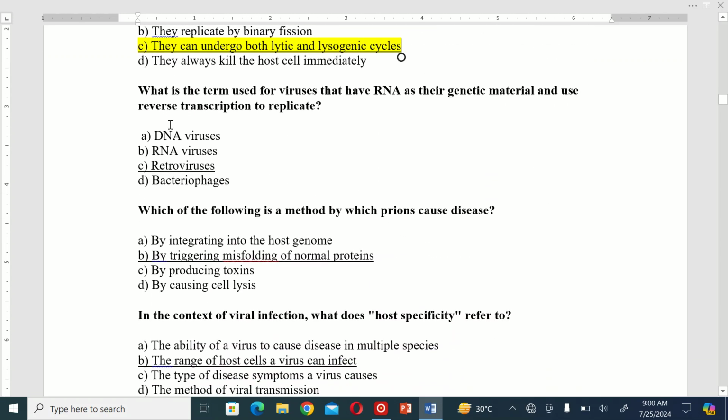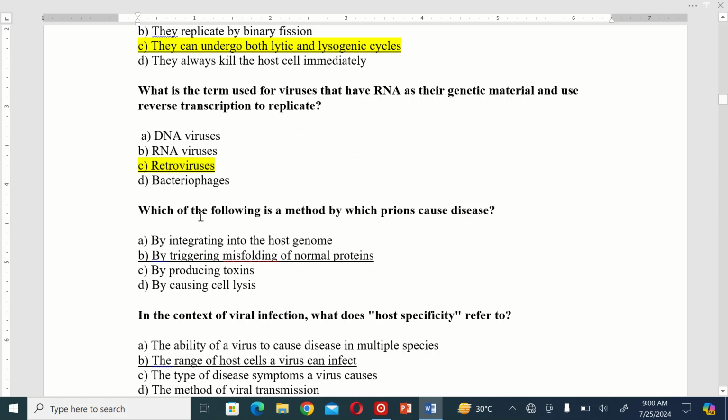The next MCQ is: what is the term used for viruses that have RNA as their genetic material and use reverse transcriptase to replicate? A. DNA viruses. B. RNA viruses. C. Retroviruses. And D. Bacteriophages. So the correct option is retroviruses.